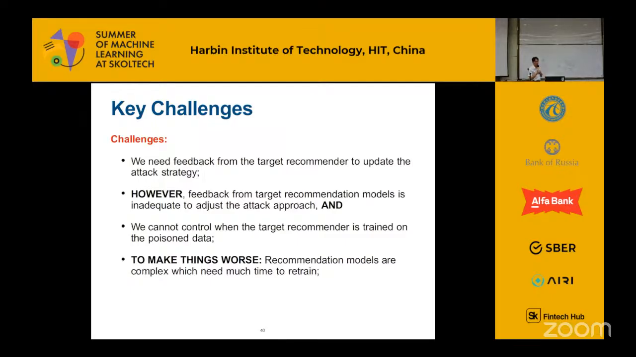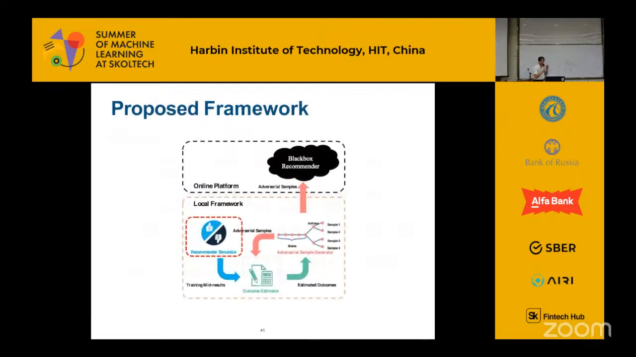a single batch. But nearly every online commercial system has a rate limit for each user. So it is impossible for us to do it like this. So the strategy that we propose is a local surrogate model, or a local proxy model, in order to simulate the behavior of the target recommendation system to carry out such a kind of attack. And the proposed framework is right here.